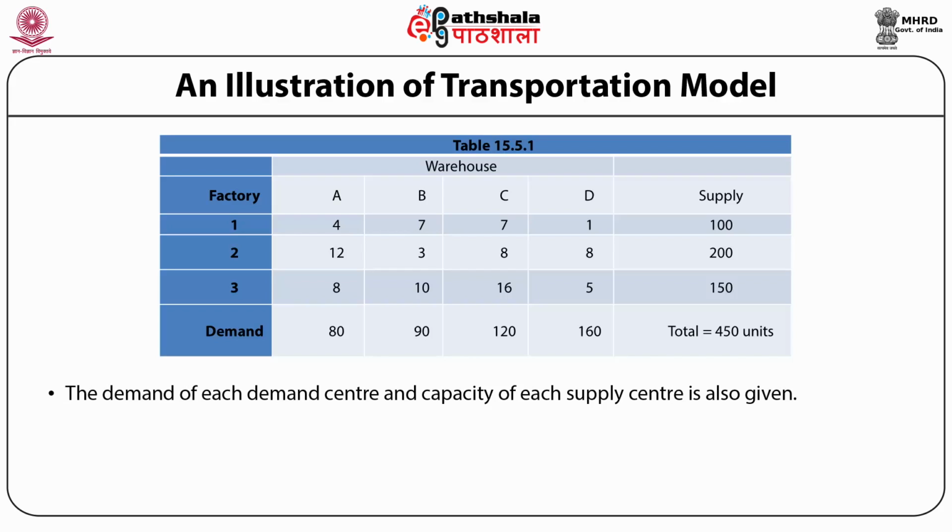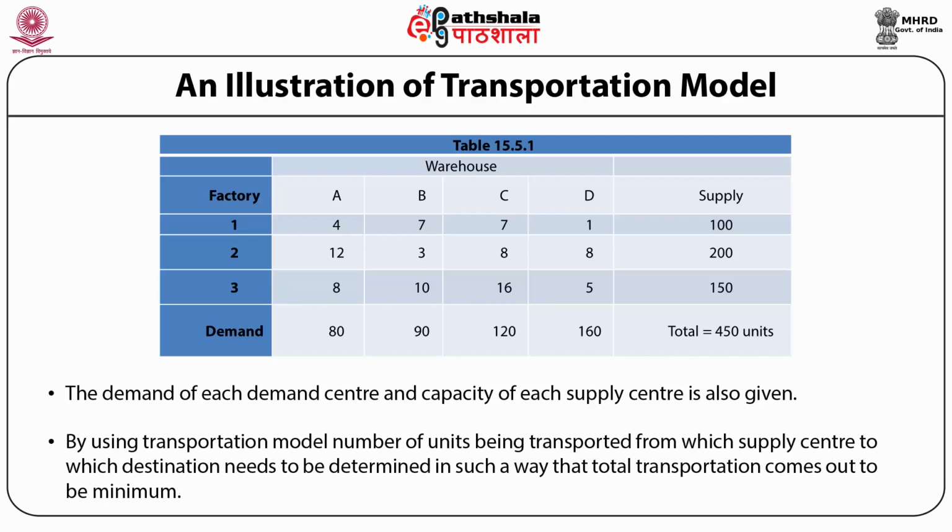For example, demand for center A is 80, demand for B is 90, and for C and D it is 120 and 160 units. Supply of supply center 1 is 100 units, supply center 2 is 200 units, and supply from supply center 3 is 150 units. By using the transportation model, the number of units being transported from which supply center to which destination needs to be determined in such a way that total transportation cost comes out to be minimum.